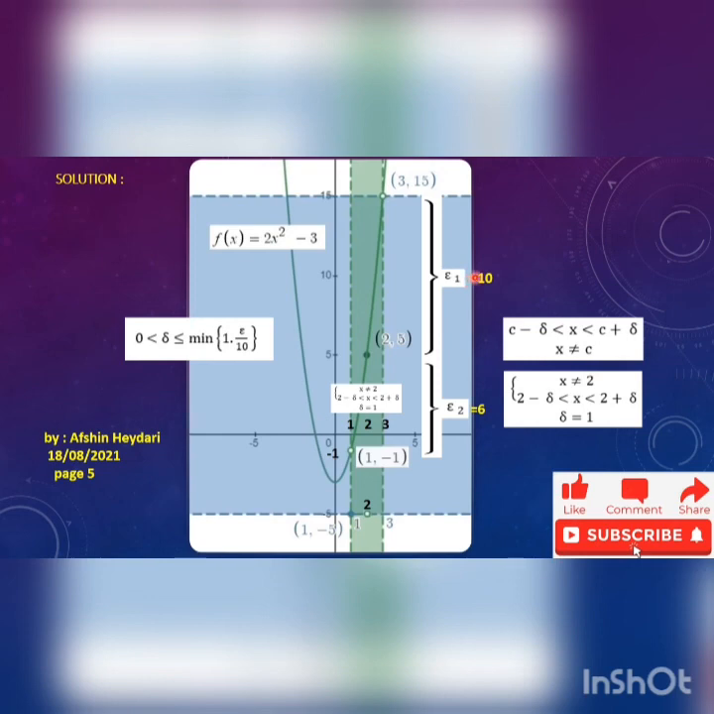Okay, my friends, I really hope this video has inspired you to think about the concept of the limit of a function adequately.